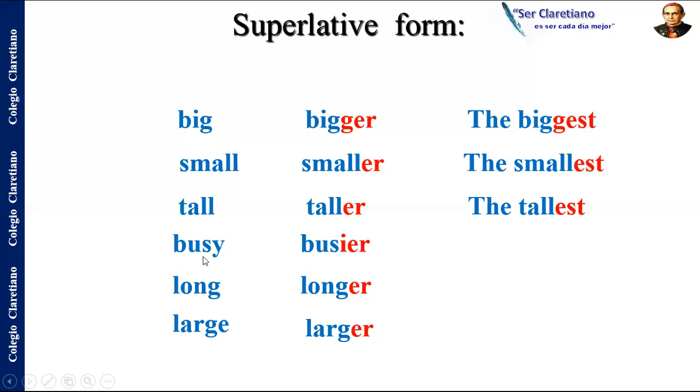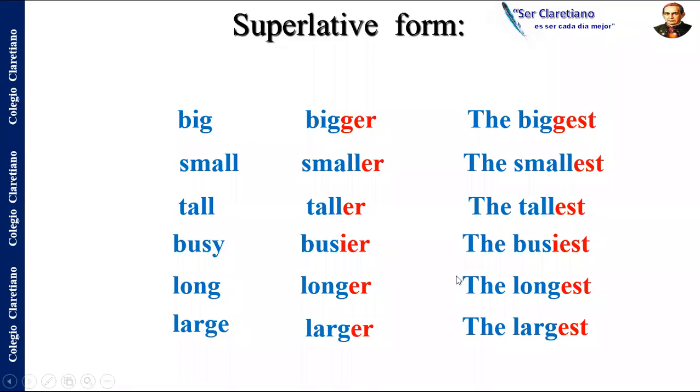Fabiana, what is the superlative of busy? Busy, busier, the busiest. The busiest, very good. Richard, what is the superlative of long? The longest. Excellent, my friend. And add est to the adjective, okay? Jose Luis, what is the superlative of large? Larger, the largest. Excellent. This is the adjective, this is the comparative, and this is the superlative.